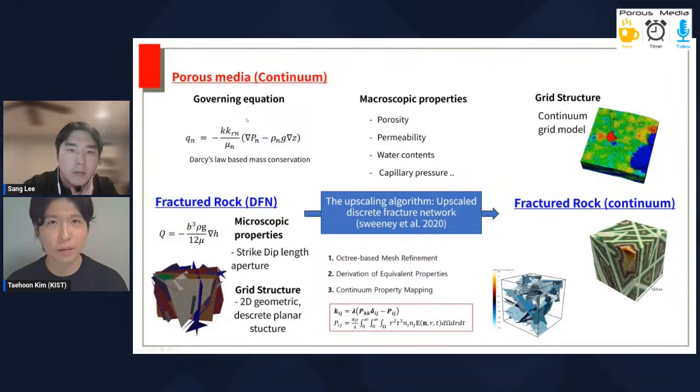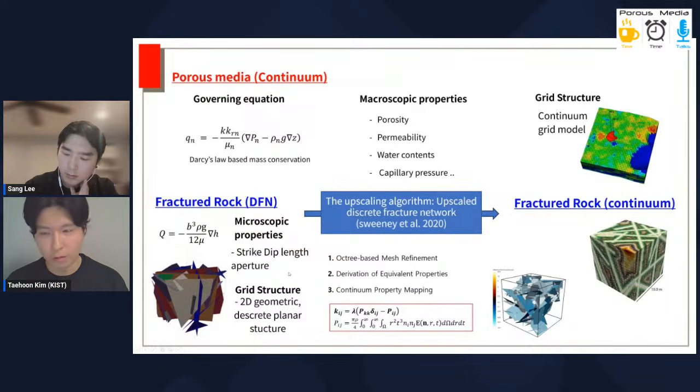But here are some more details about how integration actually works. First we have porous media, which is already in a continuum scale, so governed by Darcy's law, and uses macroscopic properties like porosity and permeabilities. And we also have a fractured rock at bottom left, which is in the DFN form, governed by cubic law and uses microscopic properties like strike, dip, or aperture size.